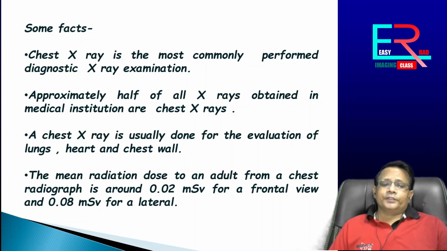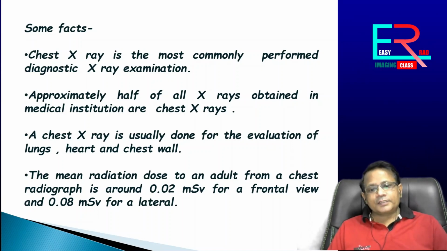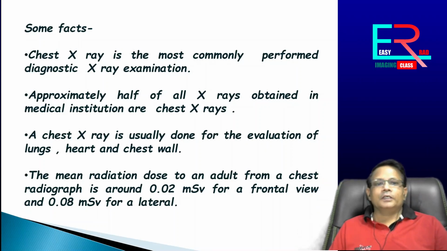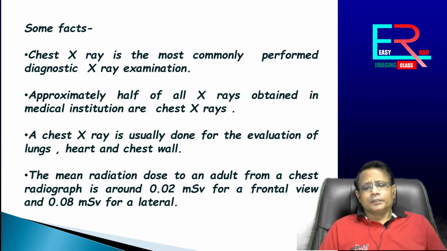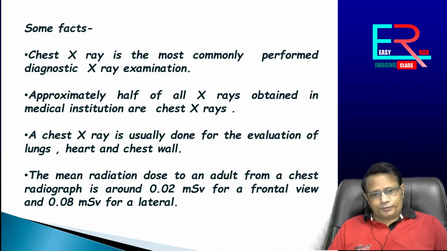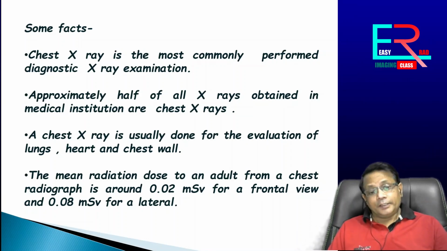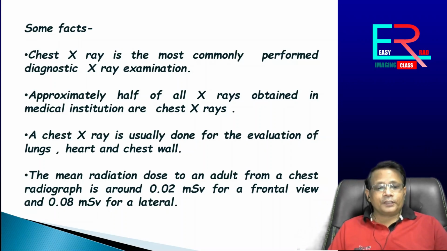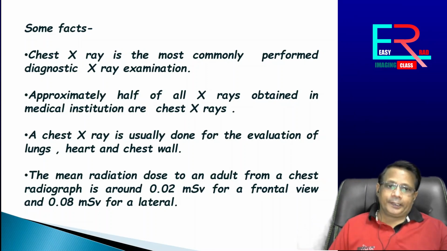It is usually done to evaluate diseases of the lungs, heart and chest wall, or the chest cage. Let us see what the radiation dose is for the frontal chest X-ray and the lateral. It is about 0.02 millisievert for the frontal view and 0.08 millisievert for the lateral.